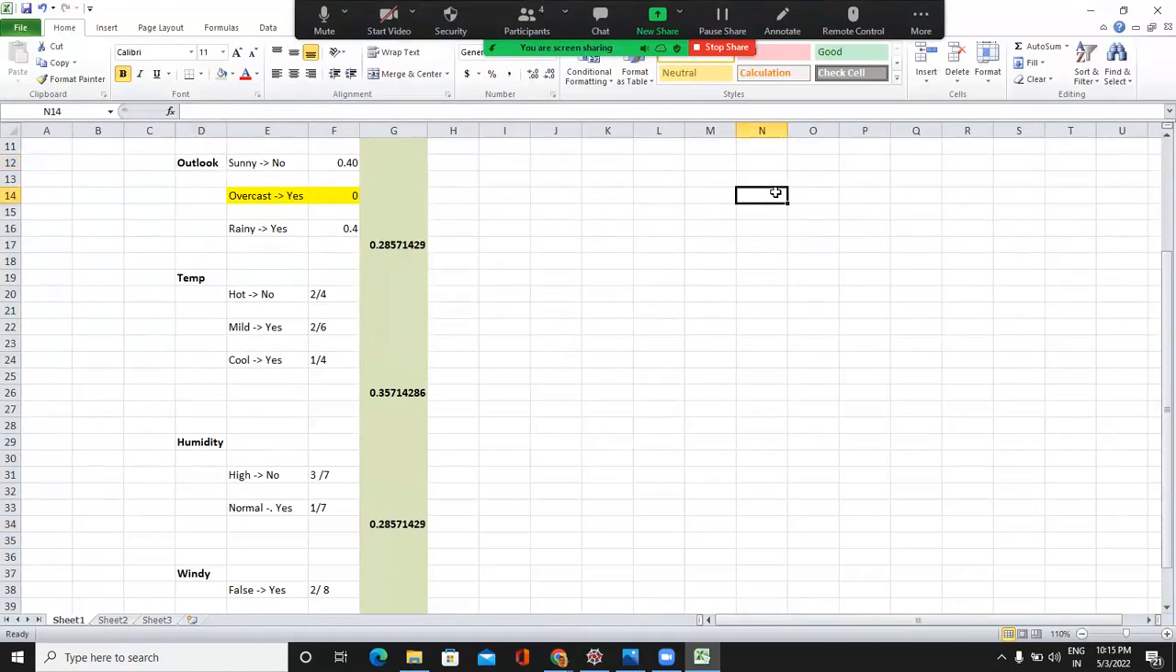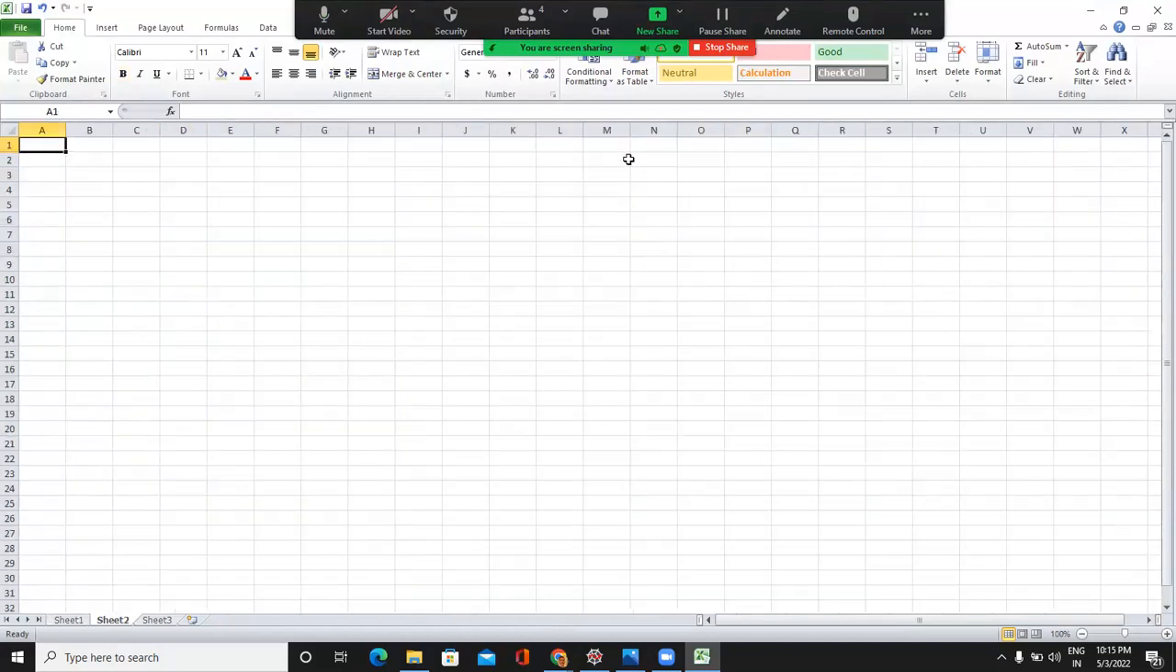Outlook as the root node. Let me try to draw the tree in a different sheet. Outlook. Yeah.